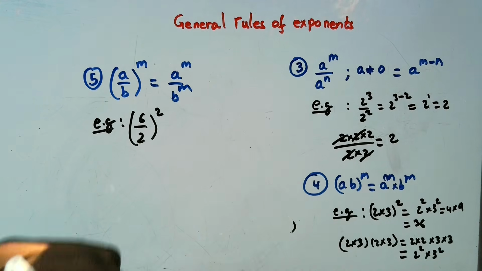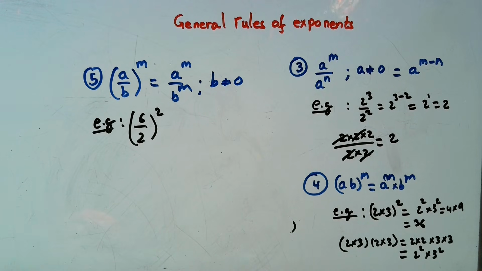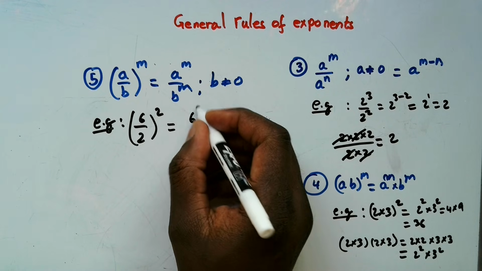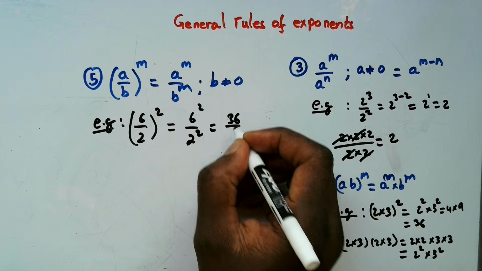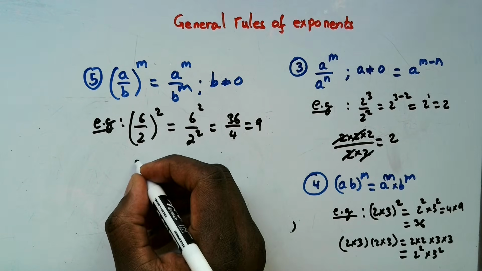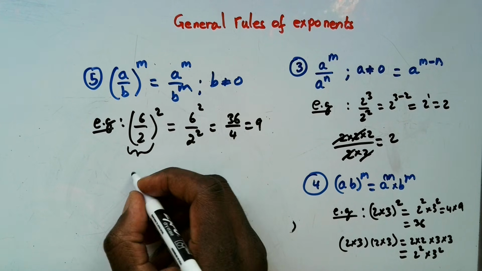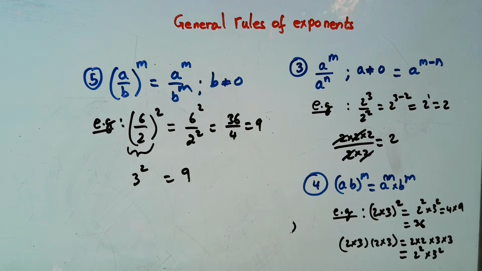Of course, the caveat here is that b must not be 0, right? And we're saying that this is going to be 6 squared divided by 2 squared, which is 36 over 4, which is 9. We test it, so if we just take what's in the parentheses here, 6 divided by 2, that's 3. 3 squared equals indeed 9. So the two expressions on either side of the equality are indeed the same.